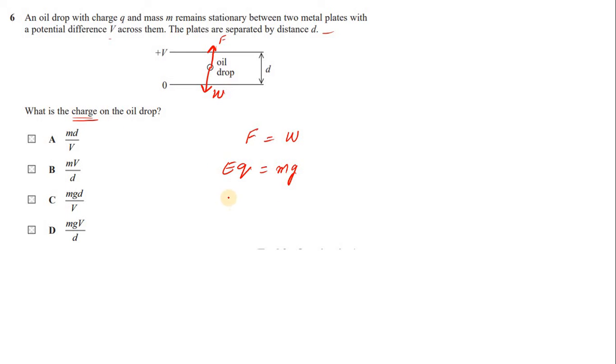E between the two plates is the potential gradient, V by d. So you can say E, which is V upon d, times Q is equal to mg. Clearly Q is equal to mgd upon V. The answer is C.